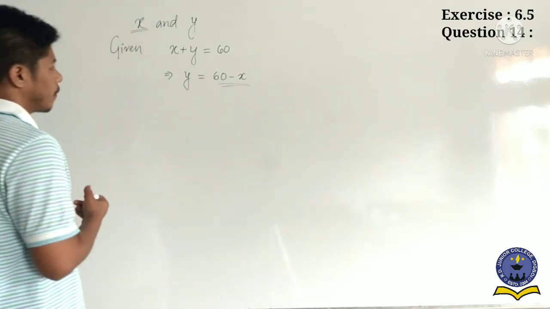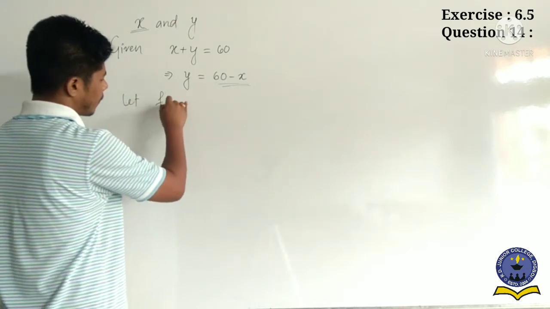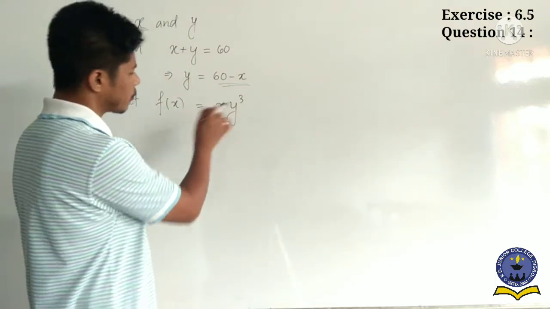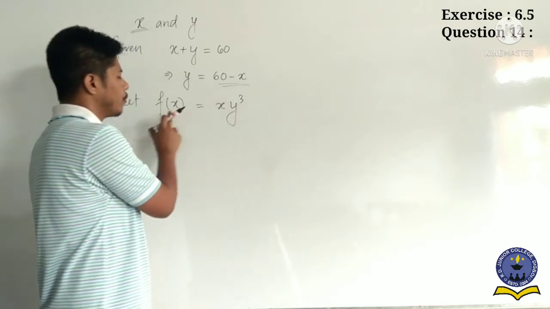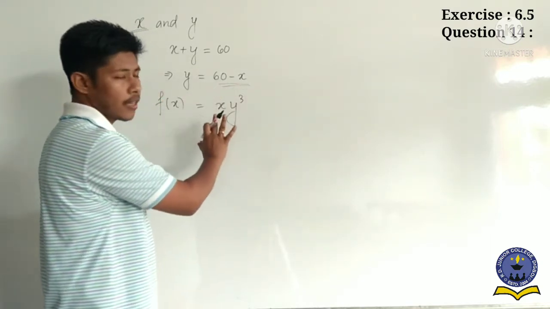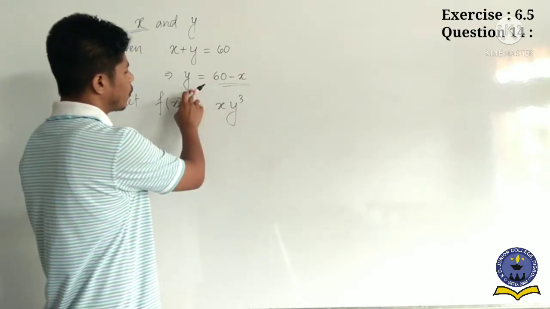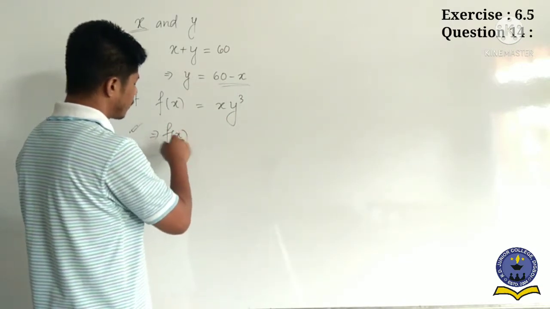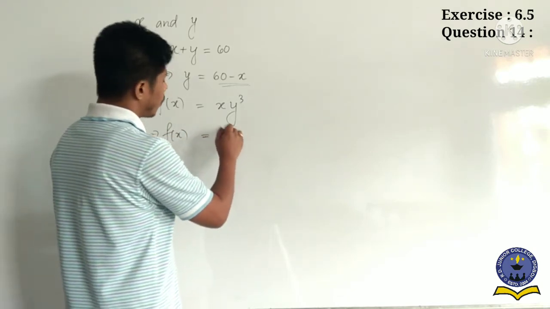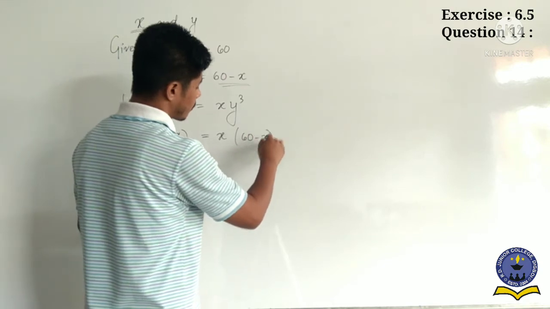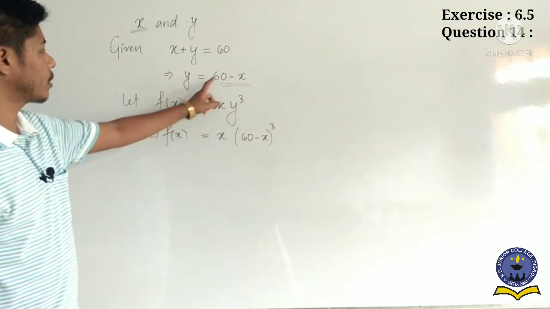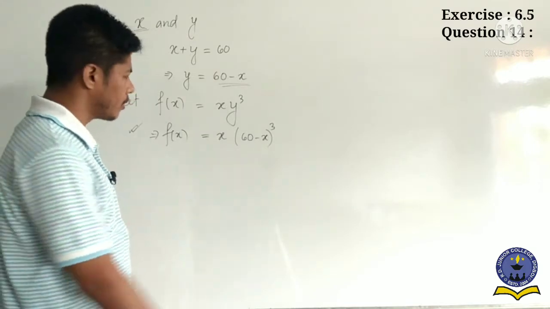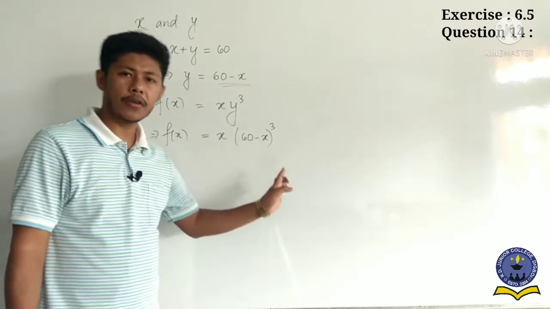So first of all, let us consider the function f(x) equal to xy cube. Actually, we can't write xy cube because it is a function of x. That means all the values here need x. So in place of y we have to replace y by 60 minus x. So we write f(x) equals x into y cube, which means x times (60 minus x) whole cube. Is it clear? Here there is no need to break this whole cube, so we can directly differentiate.